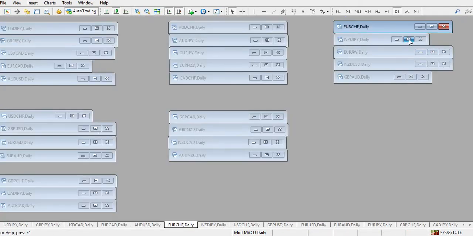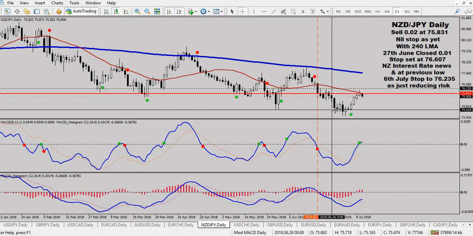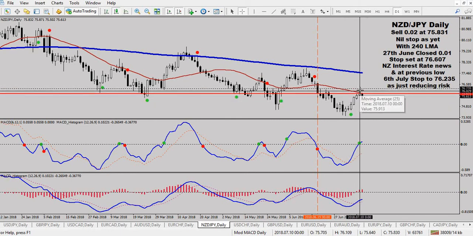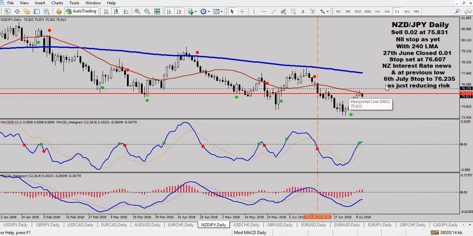Next cab off the rank, New Zealand Japanese yen. Now I was in a sell back from here. I'd already taken a partial profit on that sell, and I've set a stop here. Yesterday it went up close to the stop but hasn't taken it out, and today it's rolled over. On the fast MACD we've got a new confirmed cross where that green dot is. So all I've done today is closed out the remaining sell trade for an overall profit. I didn't take a buy trade.